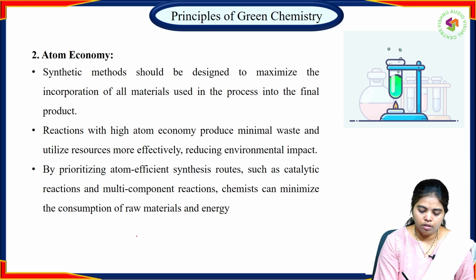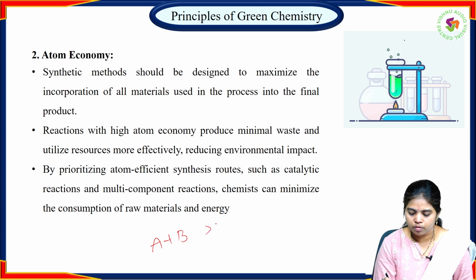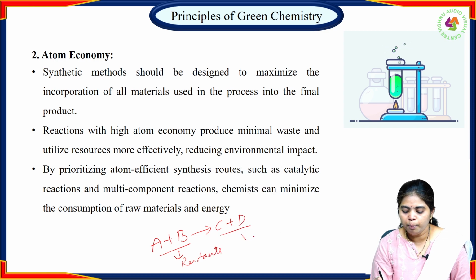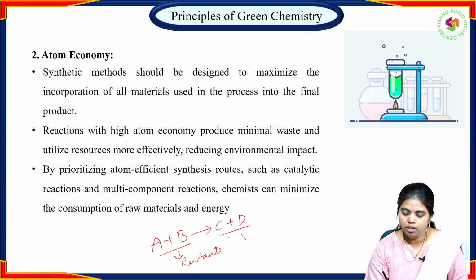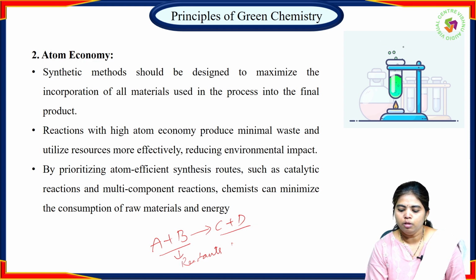So if you have a reaction A plus B gives rise to C plus D. In this, A and B are the reactants, and C and D are in the product stream. C is the only desired one, and D is the waste product. If you have a waste product in your stream, it goes into a waste stream.